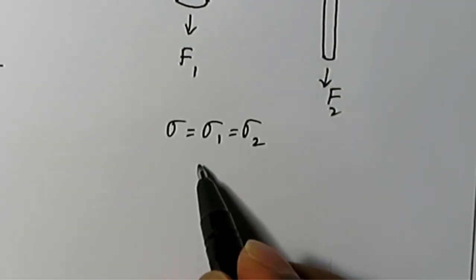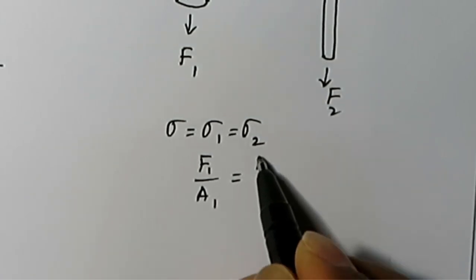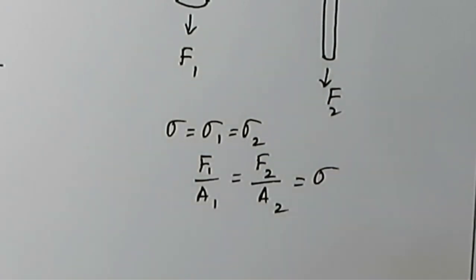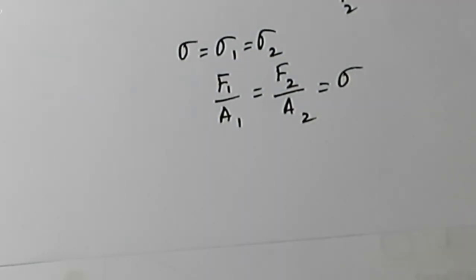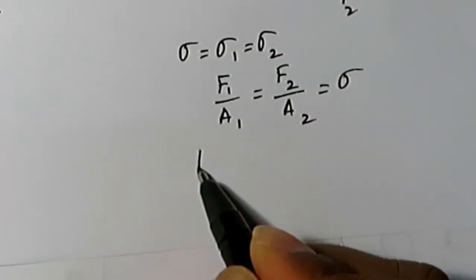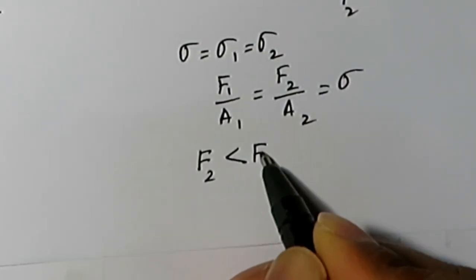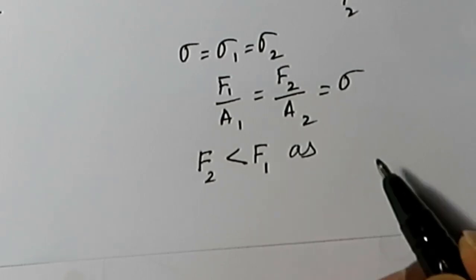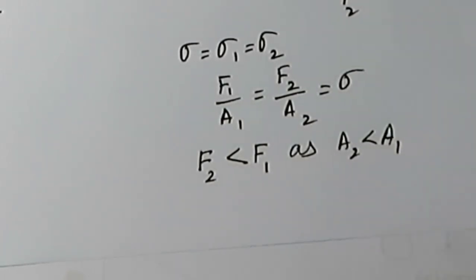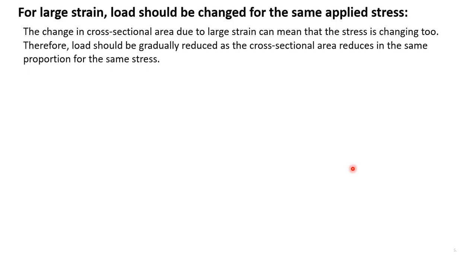As cross-sectional area is reducing because of extension, for example, if we are conducting a tensile test, as we are stretching the specimen, the cross-sectional area is reducing. Therefore, we should reduce the load as well so that stress can be maintained as constant. So this is very important.